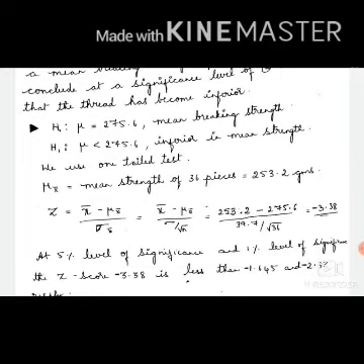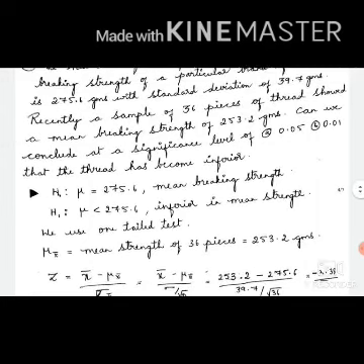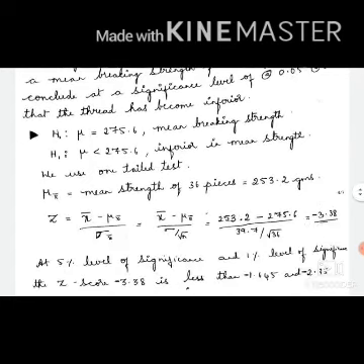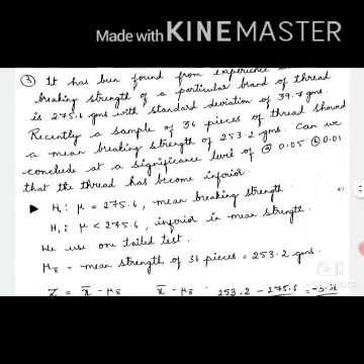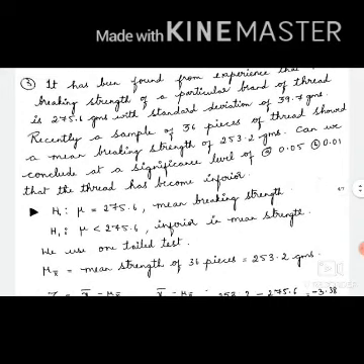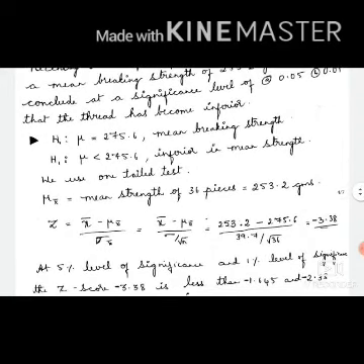So taking the z statistic, we see that it is x bar minus mu x bar by sigma x bar, where mu x bar is the same as the population mean, that is 275.6. When we look into the statement, we see that 36 pieces have mean breaking strength of 253.2 grams. So x bar is 253.2 grams, and sigma for the population is 39.7, and we get the z statistic as minus 3.38.